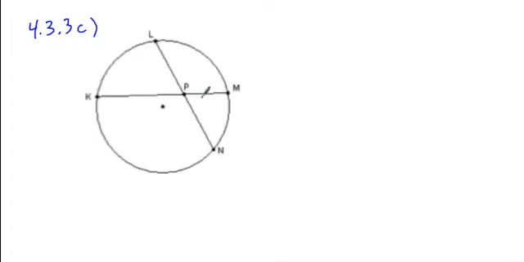Here I have intersecting chords of a circle. I'm told that LP is 3, PM is 4, PK is 6, and PN is given by the expression T minus 3. So to solve for T, I'm going to use the fact that the products of the segments cut off by intersecting chords are equal. So 3 times (T minus 3).